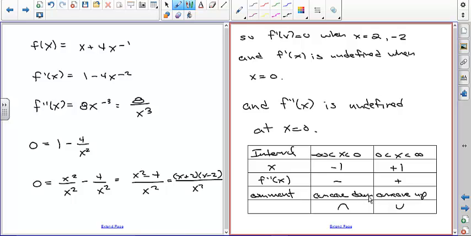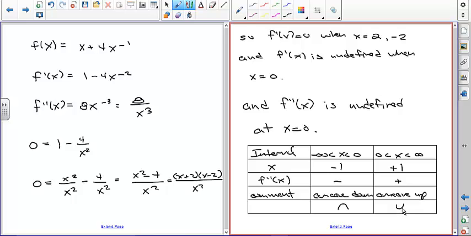So let's see if we answered all the questions. Set the first derivative equal to 0. Find the values of x where the derivative equals 0 or where the derivative does not exist. That's what I did there. Those are your critical numbers. Take the second derivative. Find the possible points of inflection. So there was one possible point of inflection. It is a point of inflection because it goes from concave down to concave up.